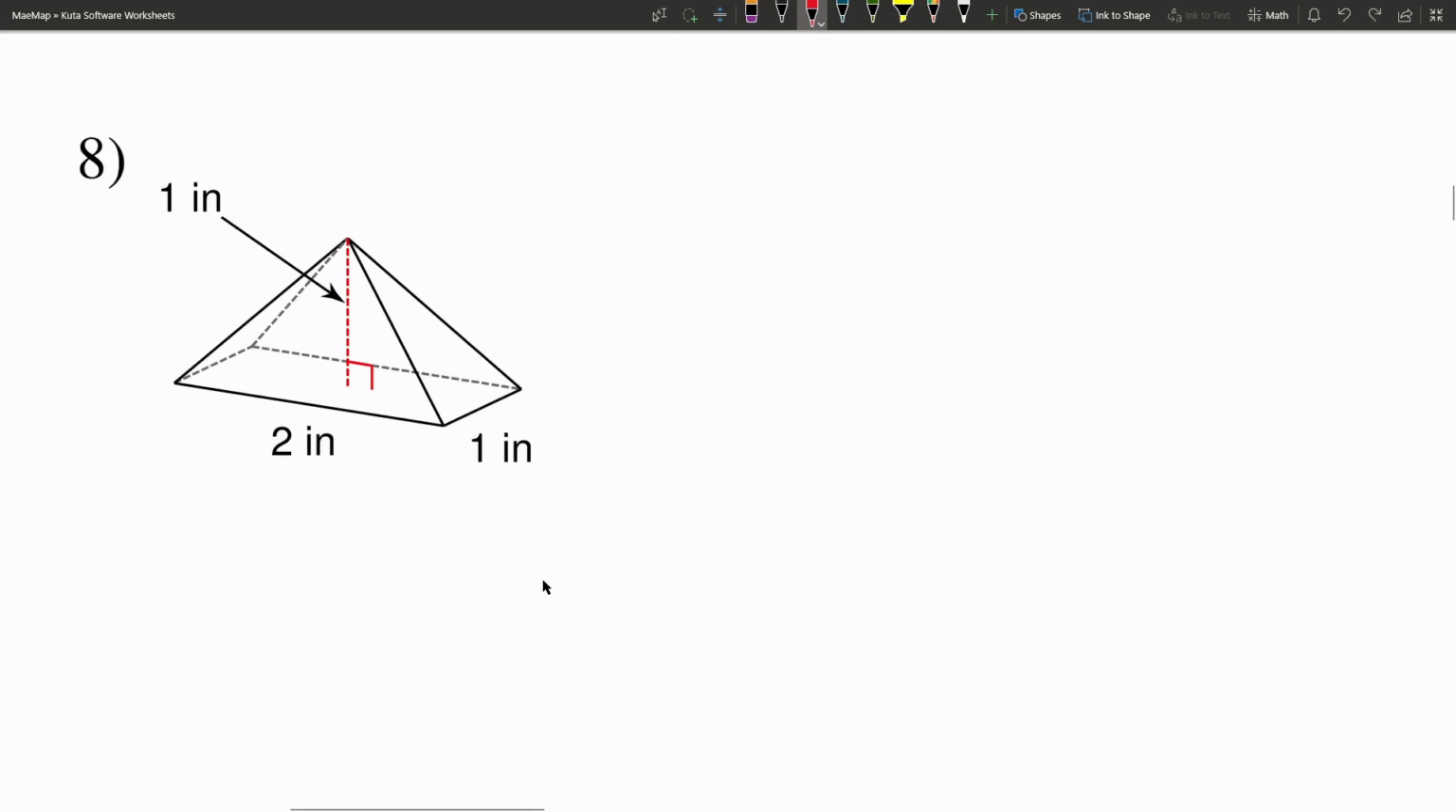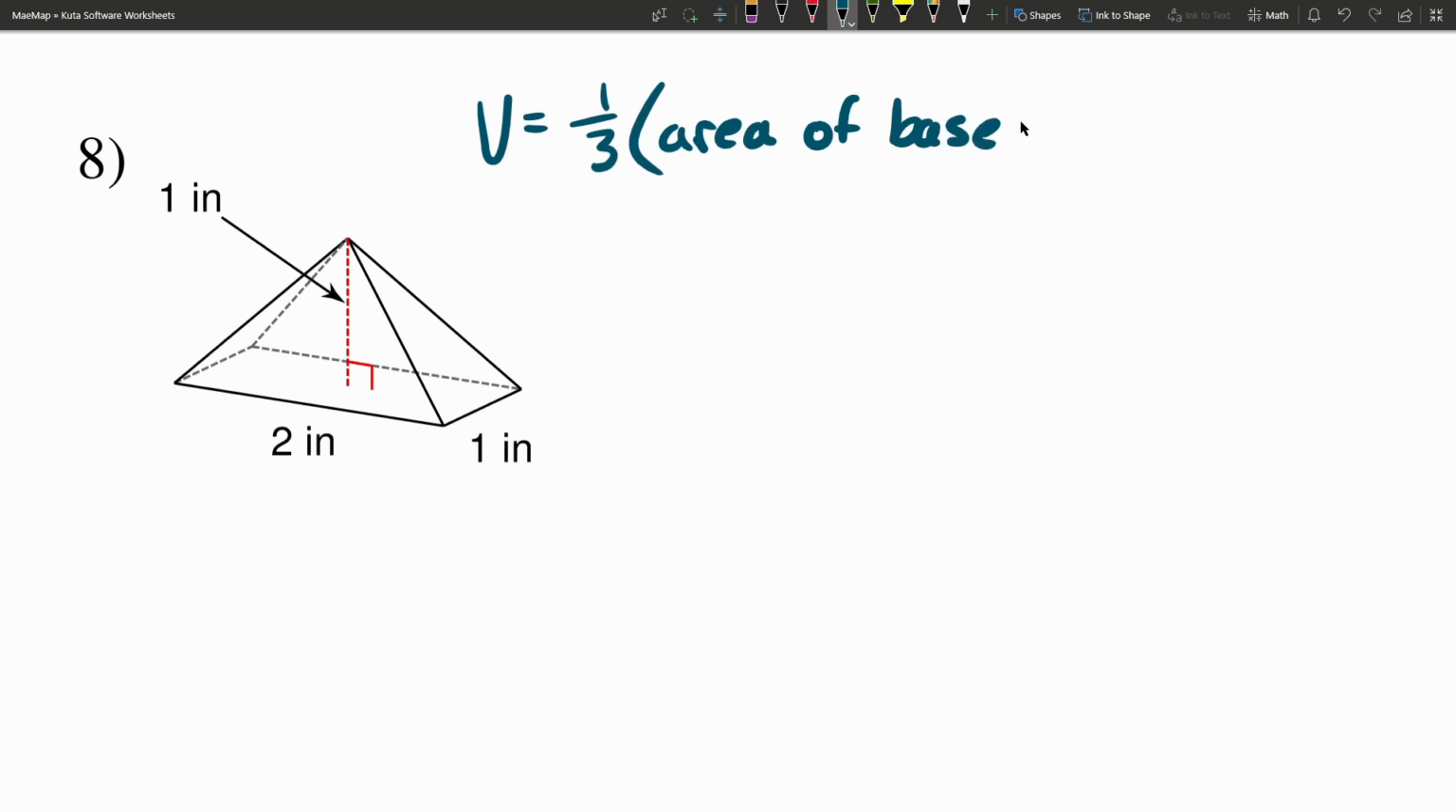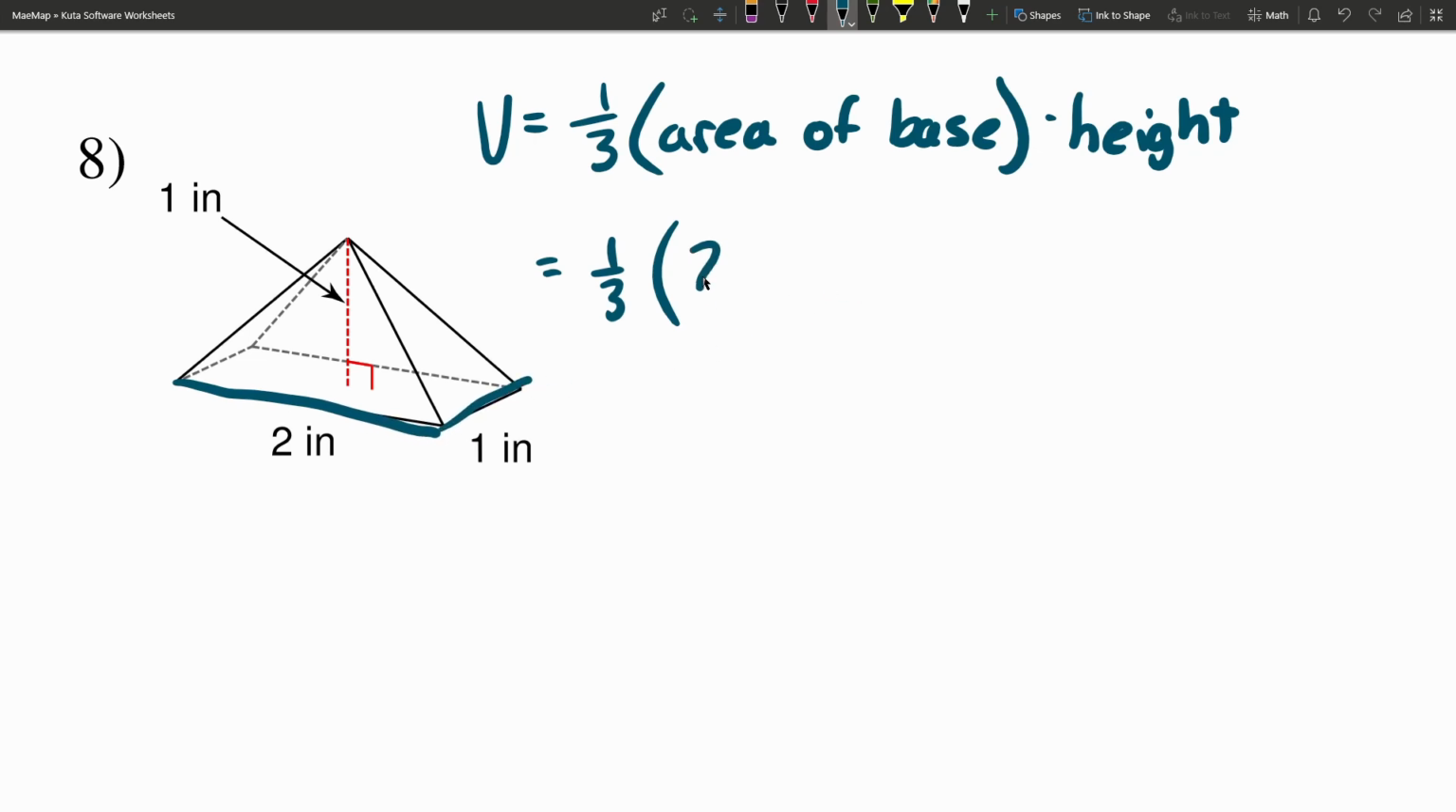Moving on to number 8, what kind of figure do we have? We have a pyramid. So we know the volume of a pyramid is going to be 1/3 the area of the base times the overall height of the figure. So calculating the area of the base first, we can see that the base itself is a rectangle, and the area of a rectangle is just length times width. So we're going to have 1/3 times the area of the base, length times width. It's 2 inches times 1 inch. And that gets multiplied by the overall height of our pyramid, which is 1 inch.